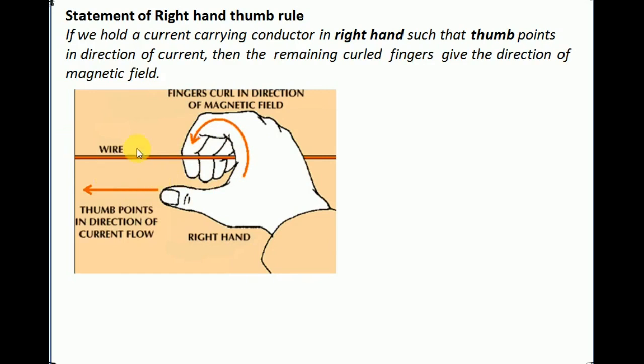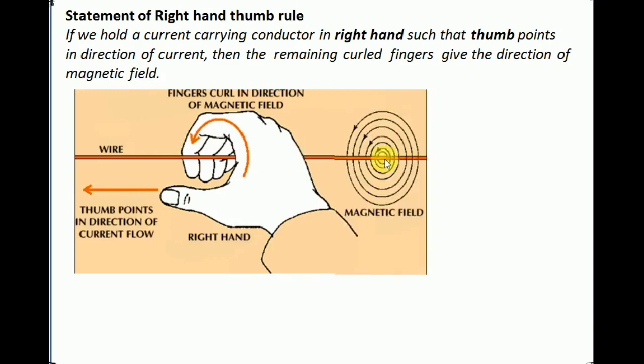So out here in the figure, current is going towards the left and I'm holding the conductor. We already know the magnetic field lines are circles, so we need to give the direction. Now as you can see, the curling is going in this direction, so I have to put the arrows in this direction.